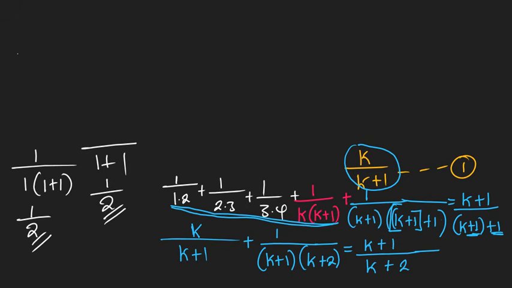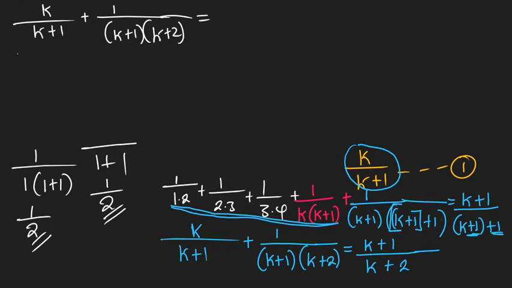So, we have this part. I just want to rewrite everything. This is k over k plus 1 plus 1 over k plus 2 there is equal to k plus 1 over k plus 2. Guys, can someone tell me which one is a common denominator which is appearing on both the right hand side and left hand side?